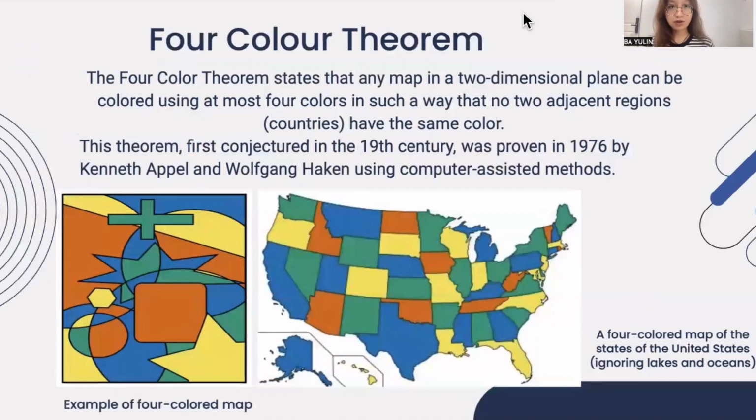The four-color theorem states that any map in a two-dimensional plane can be colored using at most four colors, in such a way that no two adjacent regions have the same color. This theorem, first conjectured in the 19th century, was proven in 1976 by Kenneth Appel and Wolfgang Haken using computer-assisted methods.